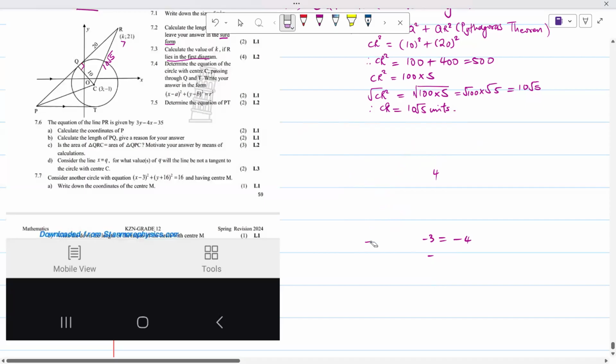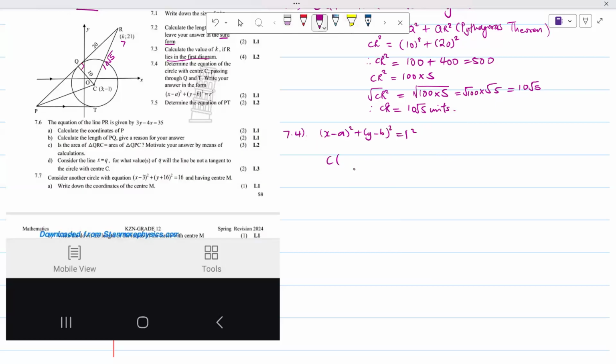Right, so the next question says I need to determine the equation of the circle with center C, and it passes through points Q and T, and I must write my answer in the form. So this is 7.4. We are given the standard equation of a circle: x minus a squared plus y minus b squared equals r squared. The center was given as 3, -1, and the radius was given to be 10 units.